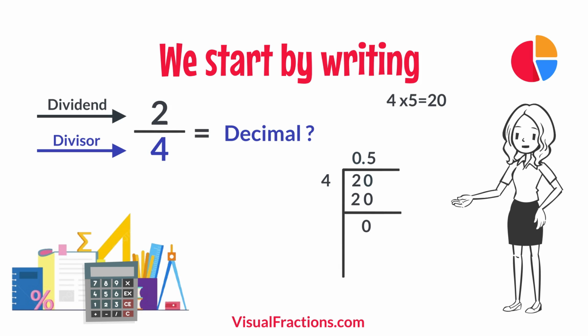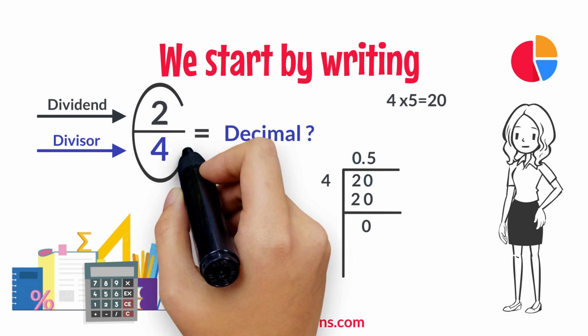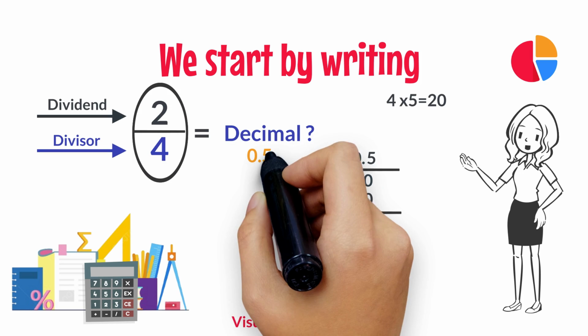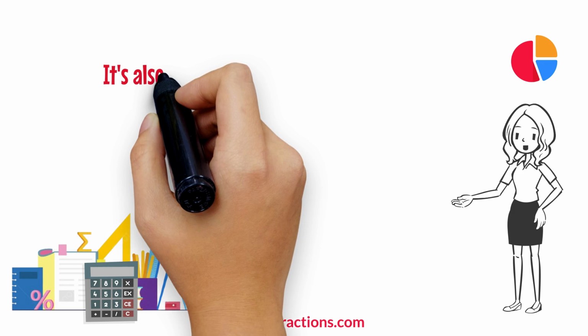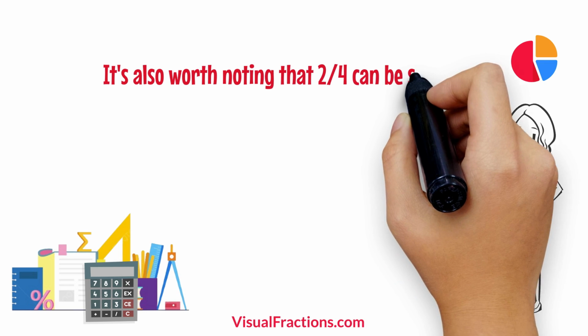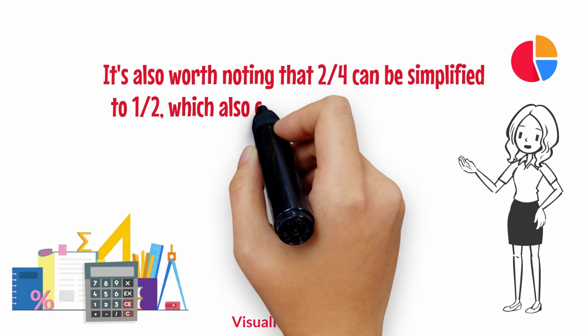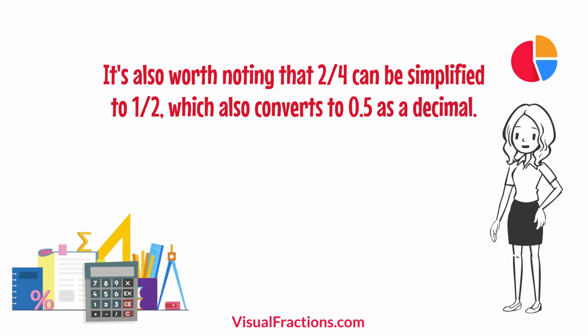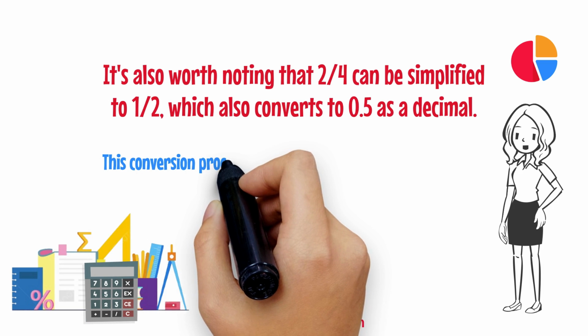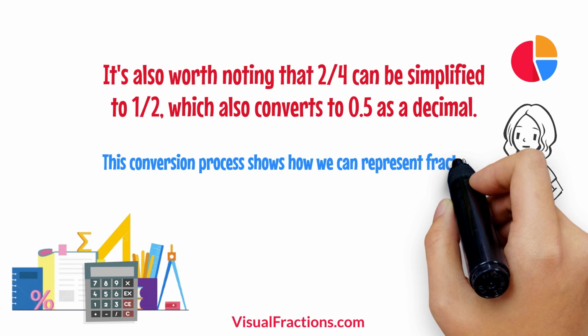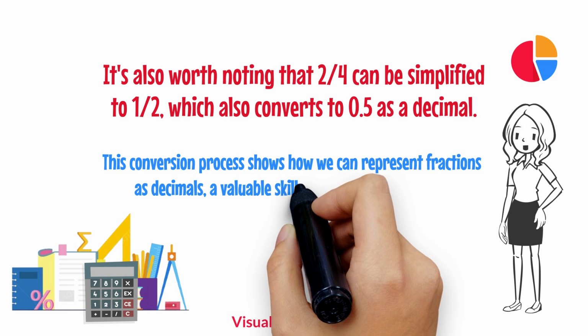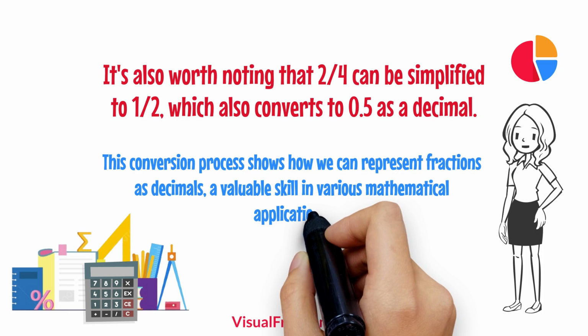So, there we have it. The fraction 2/4 converted to a decimal is 0.5. It's also worth noting that 2/4 can be simplified to 1/2, which also converts to 0.5 as a decimal. This conversion process shows how we can represent fractions as decimals, a valuable skill in various mathematical applications.